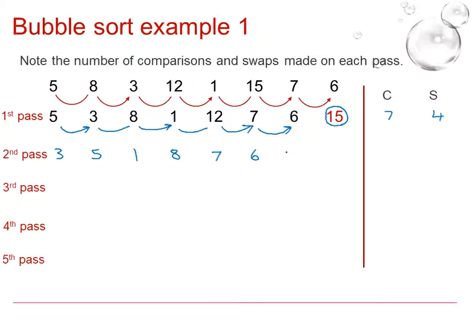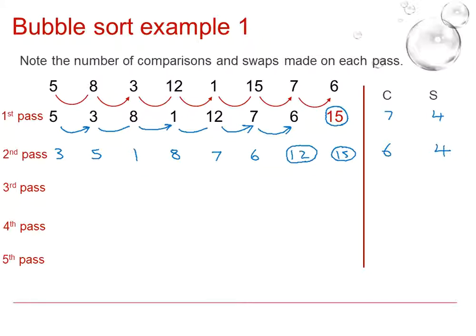So we get 6 there, 12, and we know that 15 was already in the right place, so we don't compare with that. So 12 has sunk to its correct position near the bottom of the list, and if you count the comparisons, we made 6 comparisons, and where the arrows are was a swap. So that's 1, 2, 3, 4 swaps that were needed.